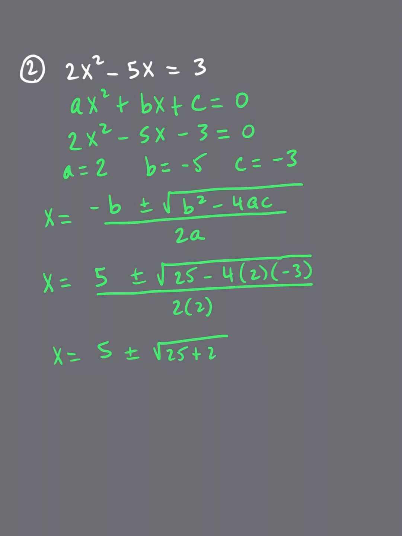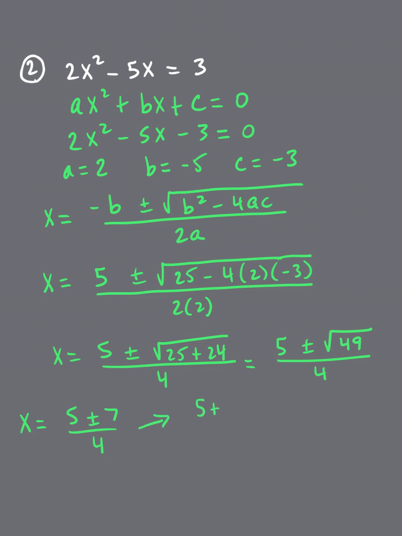So we have 24 all over 2 times 2, which is 4. So we'll have 5 plus or minus the square root. 25 plus 24 is 49 over 4. Now 49 is a perfect square, so we can take the square root of 49, which is 7. So we have x equals 5 plus or minus 7 over 4. Now this will give us two solutions. We're going to have 5 plus 7 over 4, and we're going to have 5 minus 7 over 4.